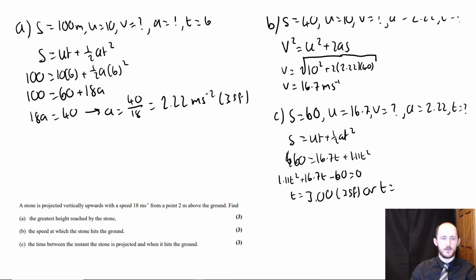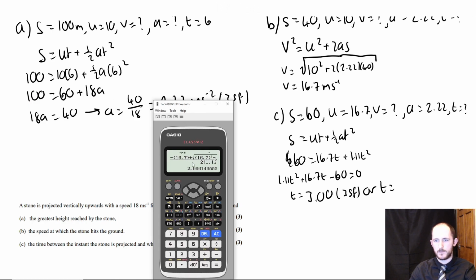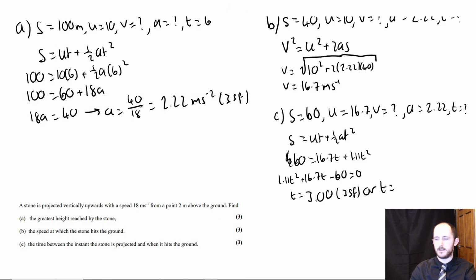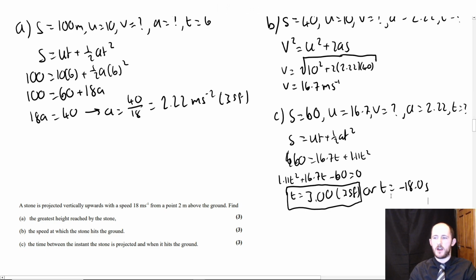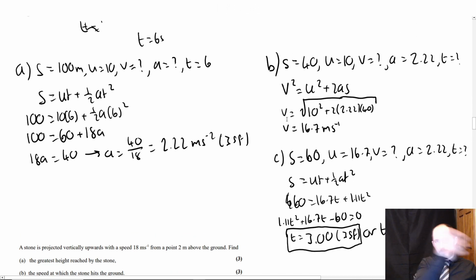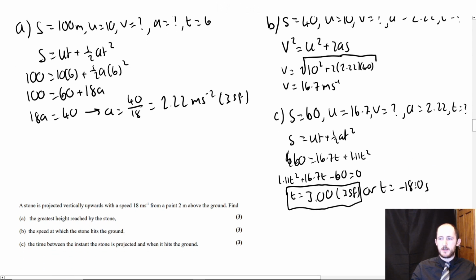Or it's T equals negative 18. So which one are we going to take? We're going to take T is 3 because it's positive. You can't have a negative time. What this actually means in terms of our model is that it was before the model started. But again, we can't have negative time, so I'm not going to deal with that.